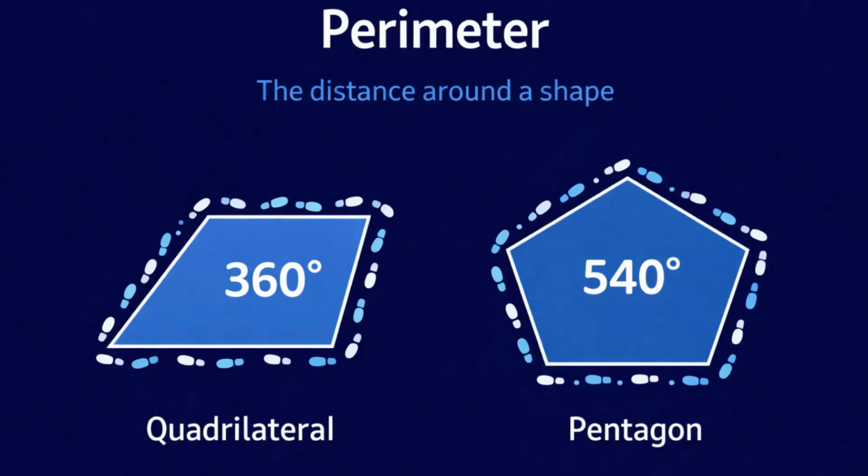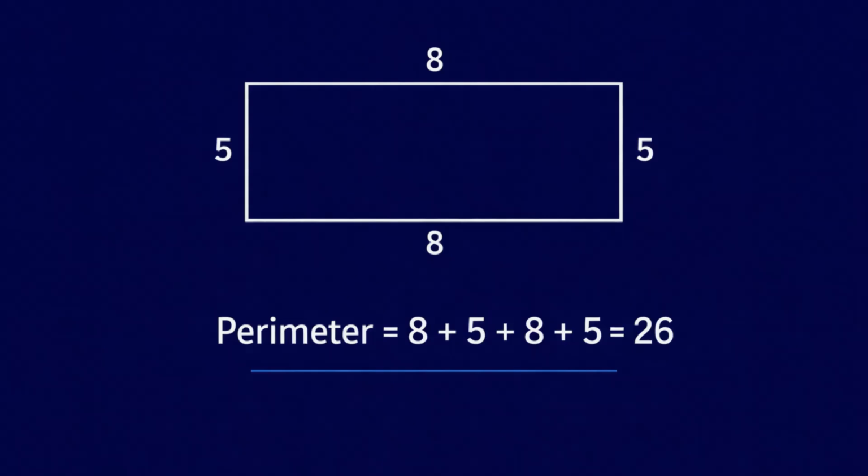Now let's talk about perimeter. Perimeter is the distance around a shape. A good way to think about it is walking once around the outside edge. You're not filling in the shape. You're just tracing the boundary. To find perimeter, you add the lengths of all the sides.